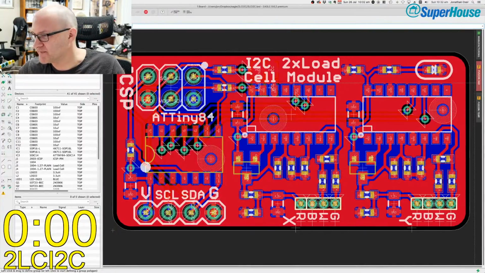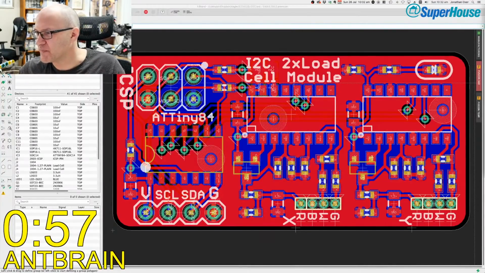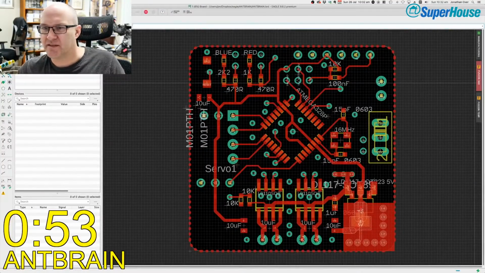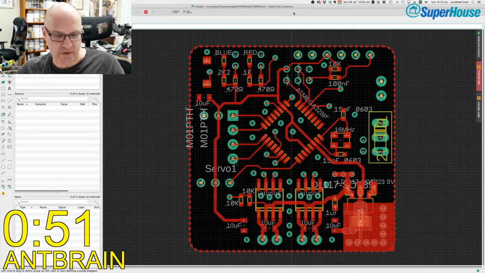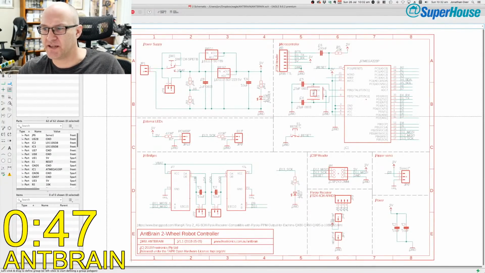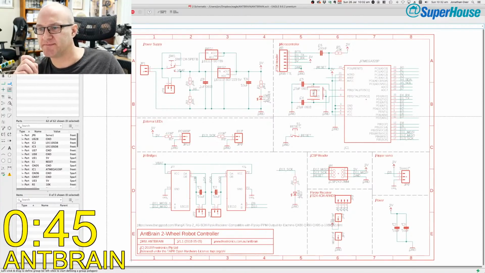What is the next one? AntBrain. AntBrain. Where is AntBrain? Okay, so AntBrain is an ant weight combat robot controller. I was working on this with Nick. In fact, this is the project I was working on the week that Nick died.